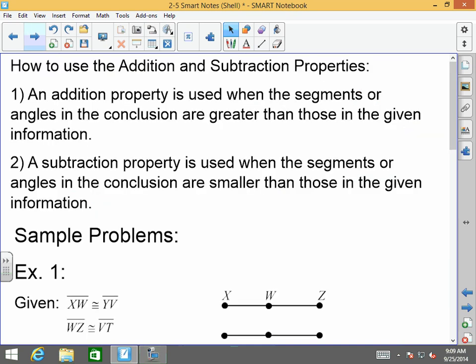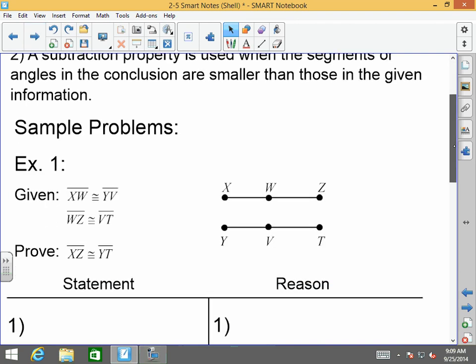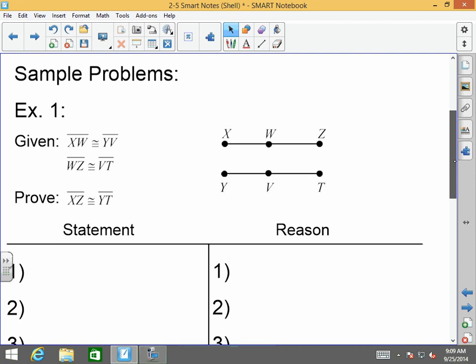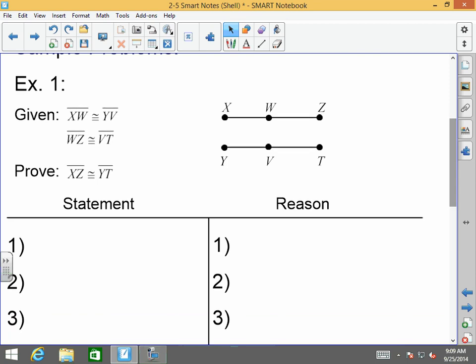Now, how to use the addition postulate and the subtraction properties. An addition property is used when the segments or angles in the conclusion are greater than those given in the given information. A subtraction property is used when the segments or angles in the conclusion are smaller than those in the given information.